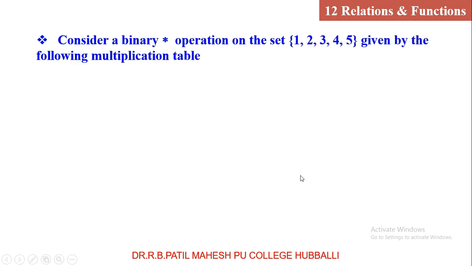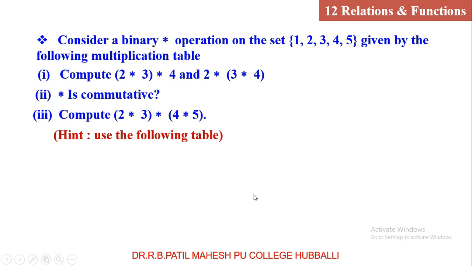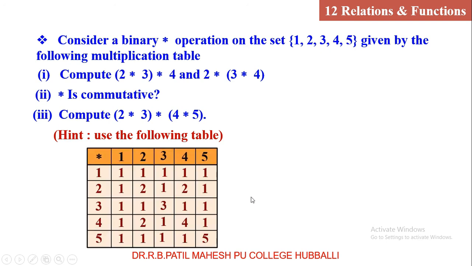One more example. Consider a binary operation star on the set {1, 2, 3, 4, 5} given by the following multiplication table, and compute (2 star 3) star 4 and 2 star (3 star 4), and also check whether star is commutative or not, and also compute (2 star 3) star (4 star 5). Here we are giving you the table, students, that you have to follow. This table you have to consider and find out all the questions 1, 2, 3.